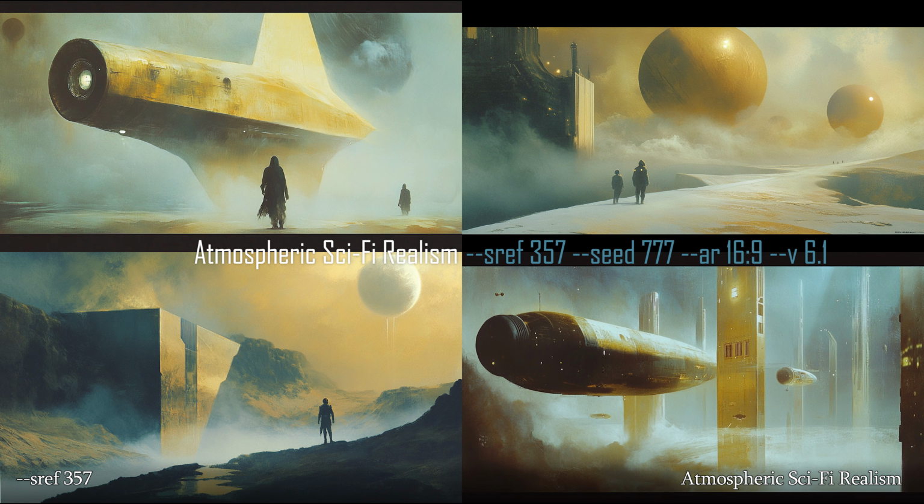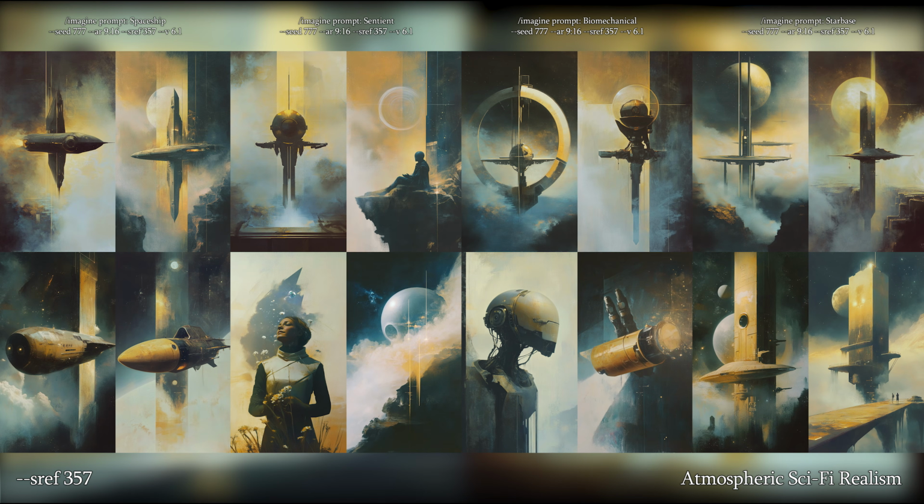357. Atmospheric Sci-Fi Realism. Very mysterious and misty. Seems to prefer all kinds of orbs. It has a very interesting color scheme. I absolutely love this. It is slightly minimalistic and it looks great, with the science fiction theme.